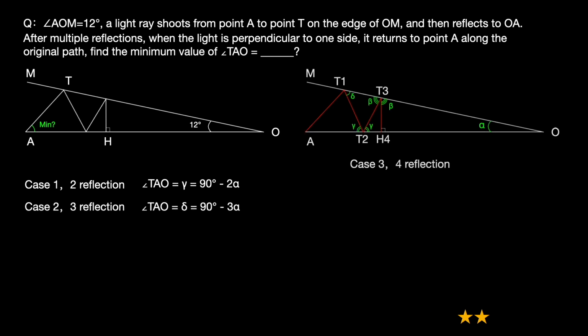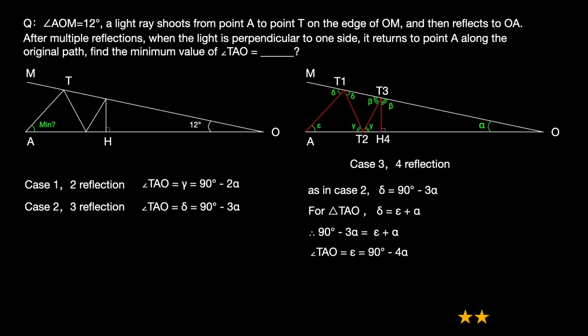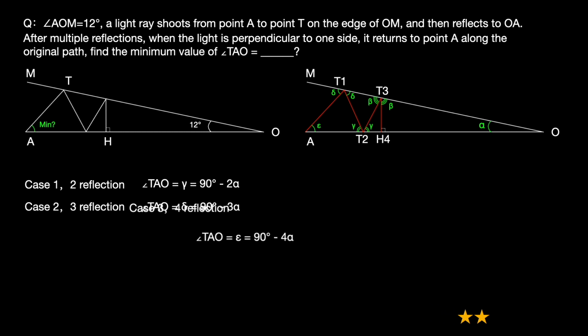Going one step further, let's look at the case of 4 reflections. As shown in the figure above, the light now has one more reflection than case 2. In the previous deduction, we already know that delta is equal to 90 degrees minus 3 alpha. In the triangle TAO, in the same way, according to the triangle exterior angle theorem, delta is equal to epsilon plus alpha. So we get the equation, 90 degrees minus 3 alpha is equal to epsilon plus alpha. So the angle TAO, which is epsilon, is equal to 90 degrees minus 4 alpha. Let's put that on the right side. In fact, we can continue to deduce, but this is unnecessary.